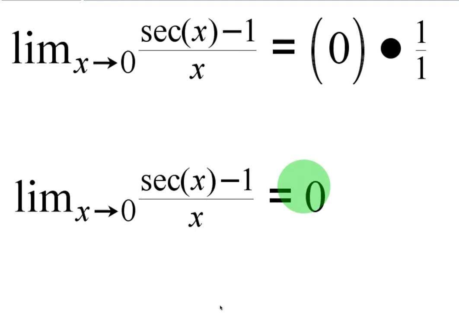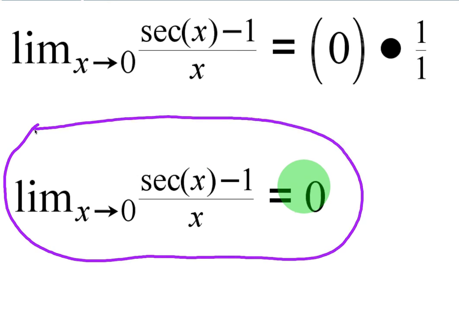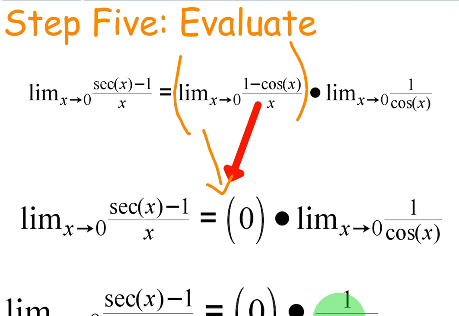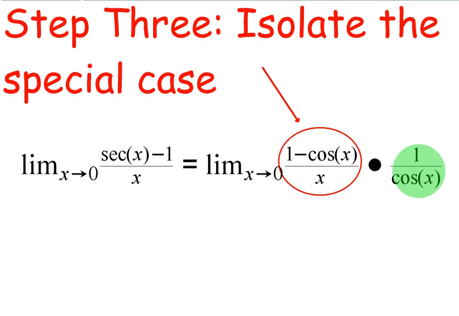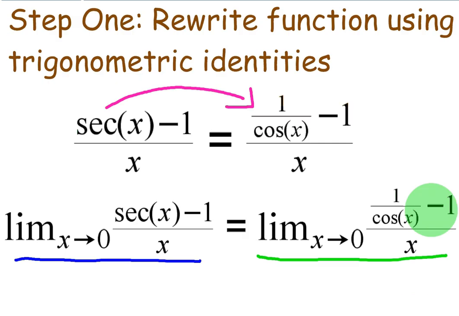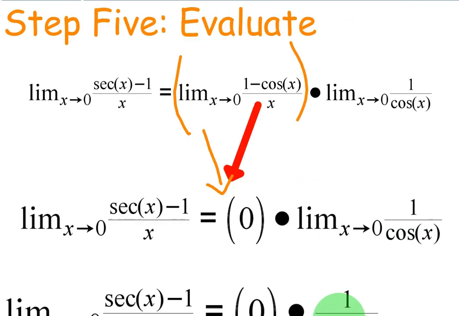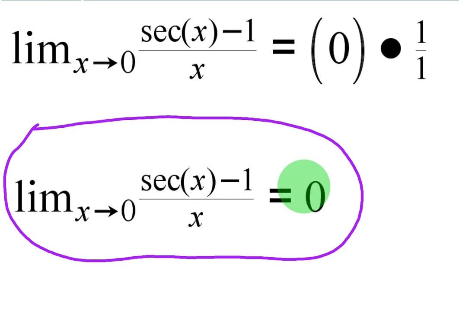So there it is, folks. We've just proven that the limit as x approaches 0 of secant of x minus 1 over x is equal to 0. I'll kind of step back through some of our steps here. We basically just used a trig identity, and then we used the squeeze theorem to then break up the limit and evaluate it to get 0.